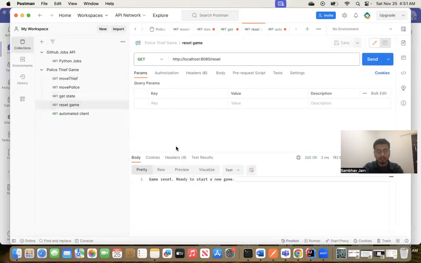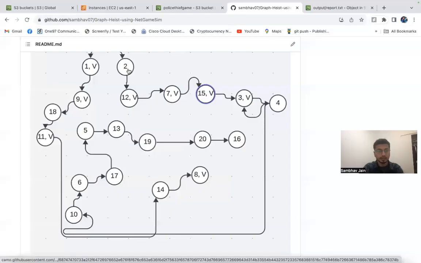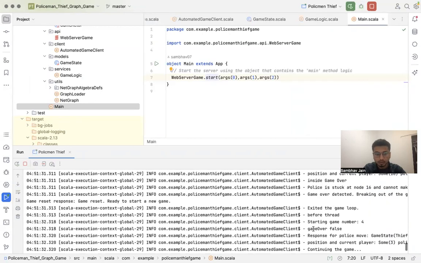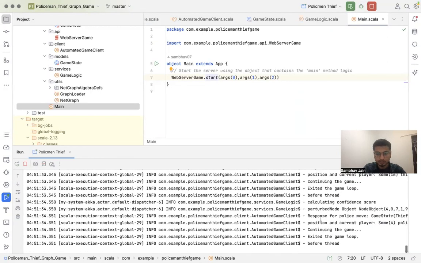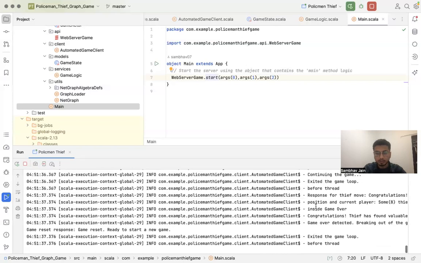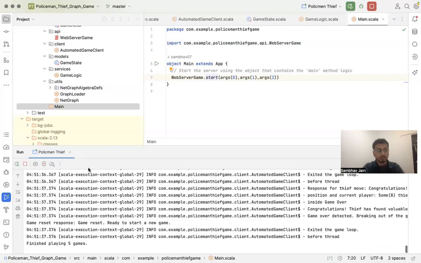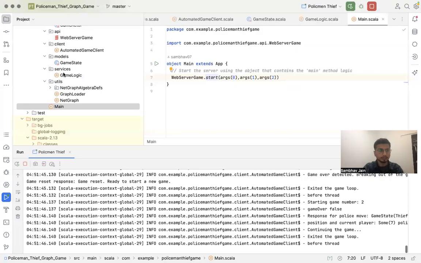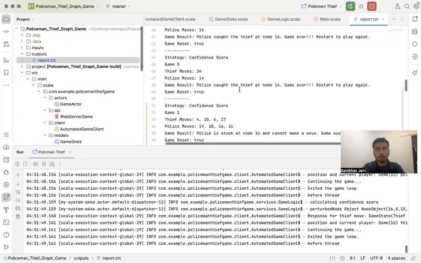So we reset the game again here, and now we'll hit the automated client and we'll check the logs as well, and we'll see the report being generated. So let's hit it. So the automated play has started. Let's go to the logs. The game is still going on right now. We can see here it's game number 4 which is being played. And now game number 5 has started and finished, playing 5 games. Maybe we can play once more. We have invoked it. Yeah, and we can see the report.txt now.